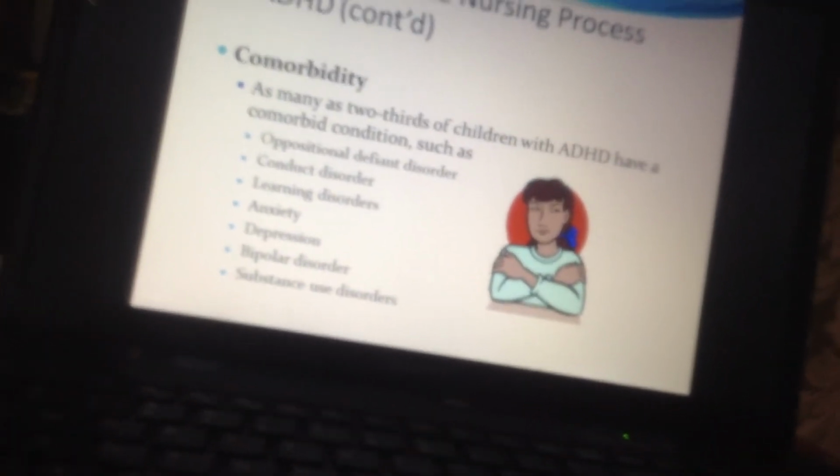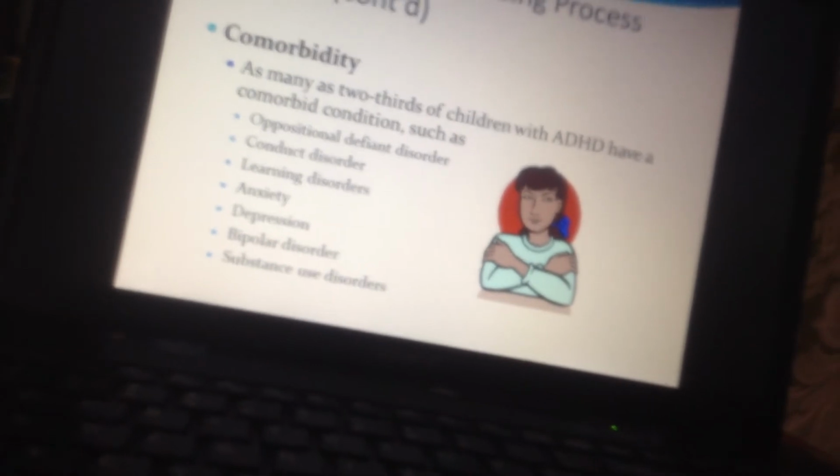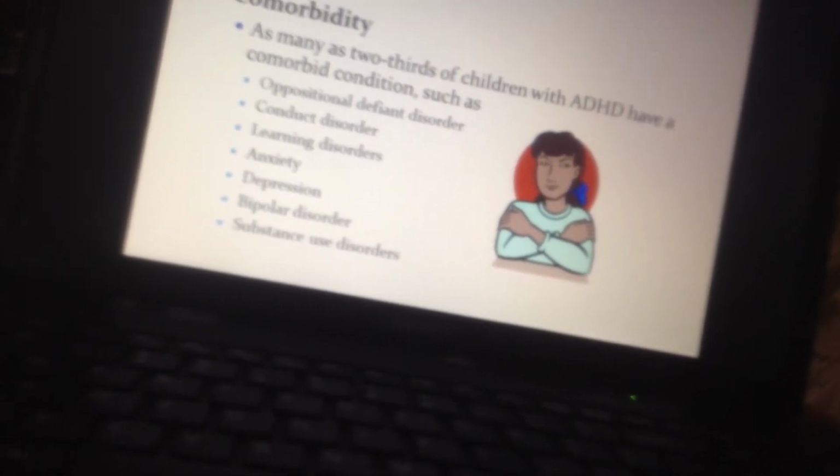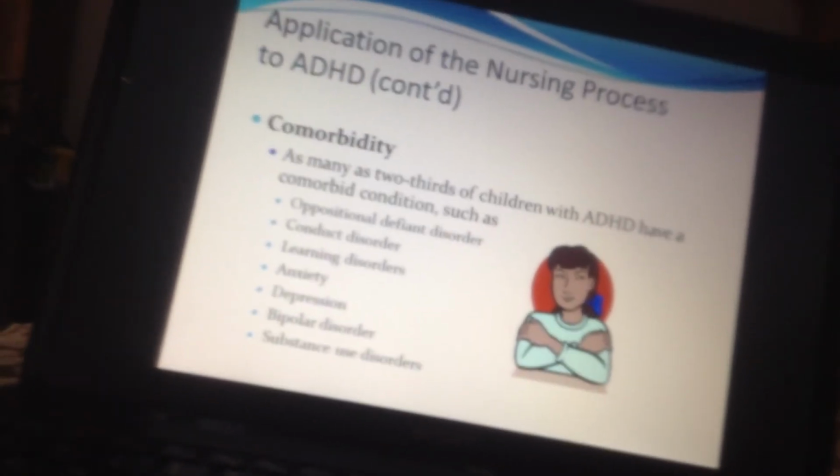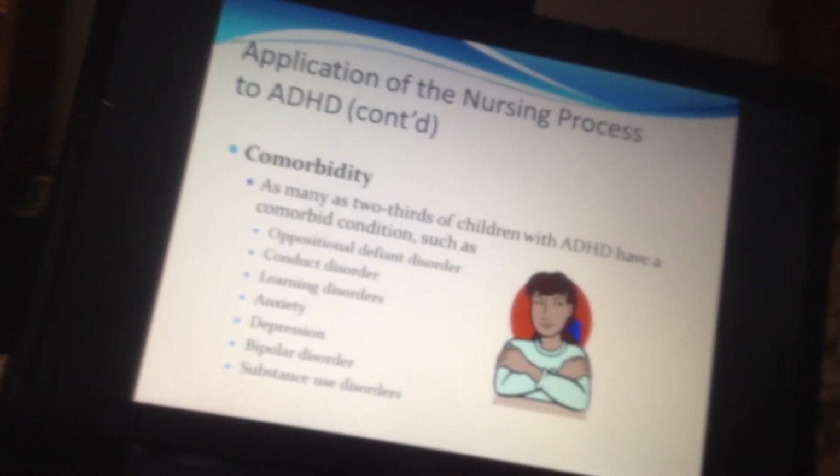Comorbidity. Now, one of the things that you will find out is a lot of kids that have ADHD also have other disorders. Okay, so they may have conduct disorders or learning disorders, anxiety, substance abuse disorders. So they don't just come with ADHD. Most of the time they have another disorder as well.